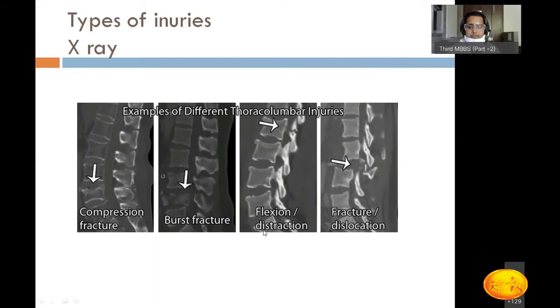Third type is flexion distraction injury, which is called chance fracture, or which is also called seat belt injuries. Seat belt injuries happen because the upper half of your body is going anteriorly once the brakes are suddenly applied, while the lower half is remaining attached to the seat because of the seat belt. And the last one is fracture dislocation, which has multiple mechanisms. Main mechanism is flexion and rotation of the vertebrae. So these two, flexion distraction and fracture dislocation, have worse prognosis.